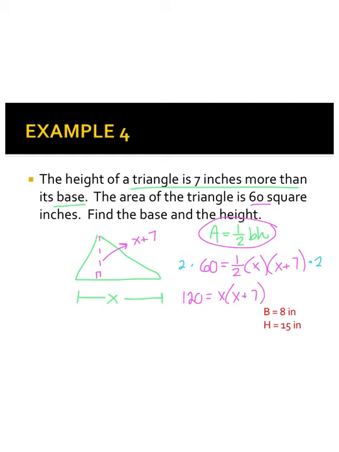So what I have here is 120 equals, I'm going to distribute the right side. I get x squared plus 7x, and I see that this is a quadratic that I'm going to have to solve. So because I have an x squared term and an x term, I have to get this equal to 0. So I subtract 120 from both sides. And now I'm going to look for two numbers that multiply to be negative 120, and at the same time, they have to add up to 7.